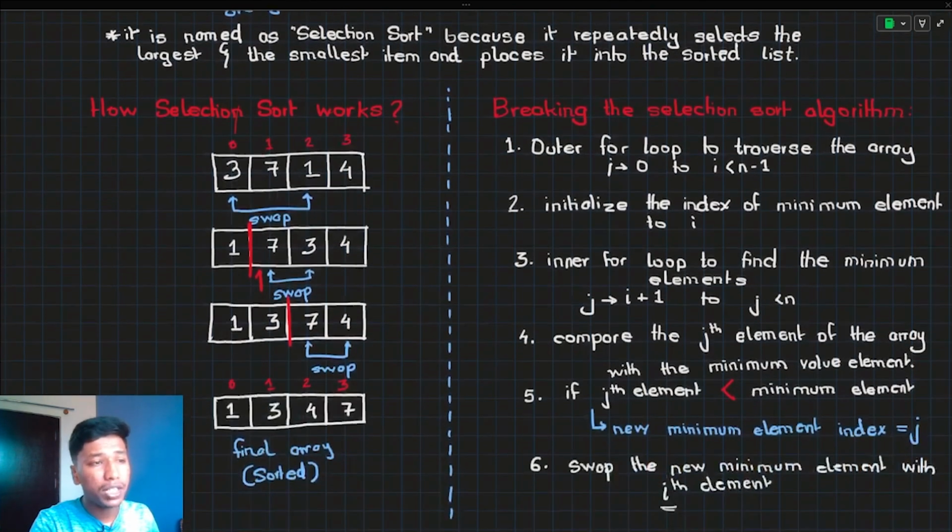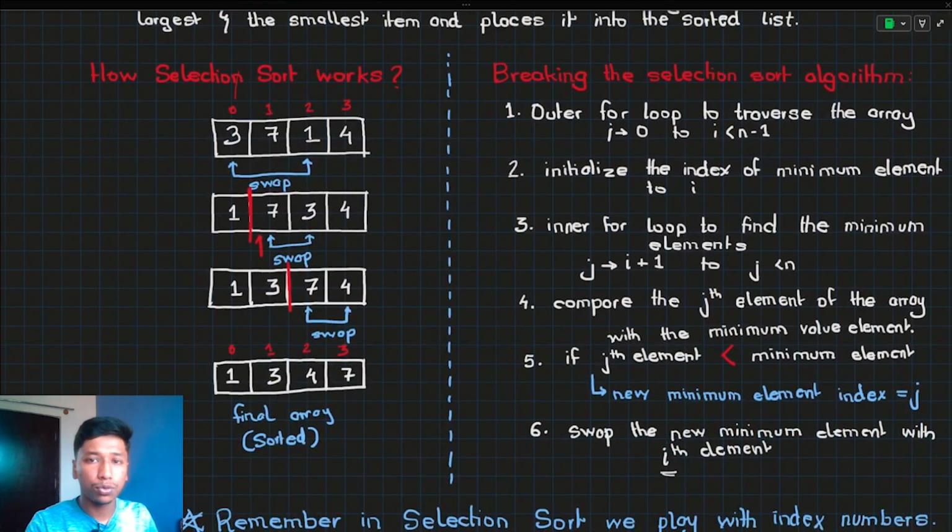In order to have a much clearer picture of selection sort algorithm, I'll explain it to you with a very simple example. Suppose I've taken an array of size 4. As you can see, the size of this array is 4 and the elements are 3, 7, 1 and 4. Now I have to sort this array in ascending order.